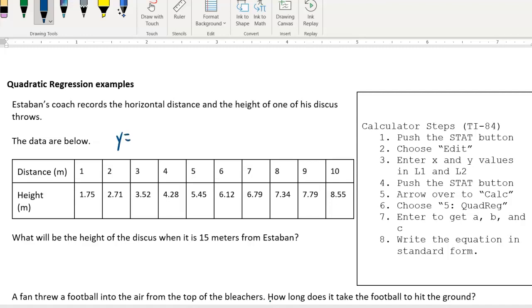We'll round those. So again, we're going to round to the nearest hundredths place, so 2 numbers after the decimal. So we'd have negative 0.03 x squared plus 1.0, I think it was 66, but we'll round that to 1.07, times x plus 0.6, we'll round that to 7, so 0.67. So that's the equation. Now the follow-up says, what will be the height of the discus when it is 15 meters from Esteban? So the value for x represents the distance from Esteban, and the height is our answer that we get for y. So what we're going to do is put 15 in for x.